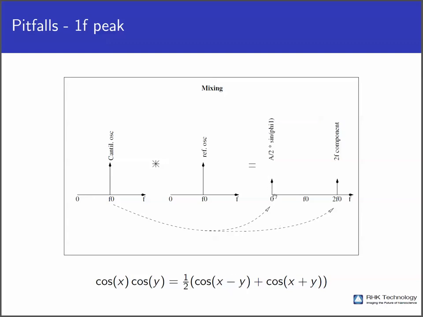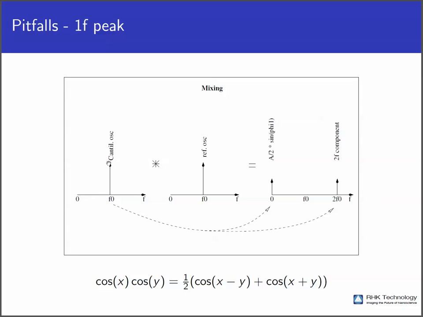So the result will be a peak at zero frequency, or DC, which only shows the magnitude of our signal and the phase shift. This is what's used by the lock-in for detecting magnitude and phase shift. But also there is a term of double frequency. Remember, our two frequencies are the same, so this will be 2F0, and that will be this component.